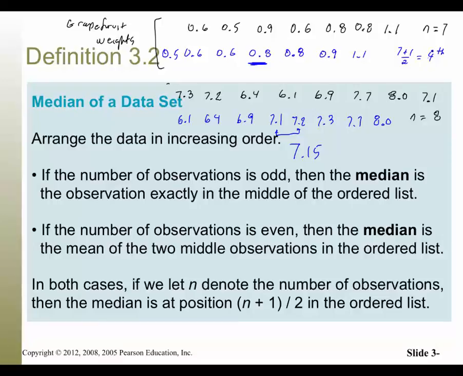7.15. Now our formula also works here, because if we do 8 plus 1 over 2, what number do we get? We get 4.5. The 4.5th, kind of, right? So it's the average of the 4th and the 5th. It's right between 4 and 5, so our median is at 4.5 right there. So the little formula works regardless of whether you have odd or even.